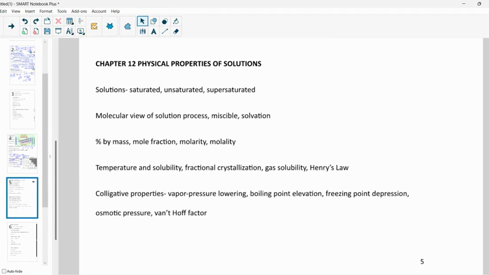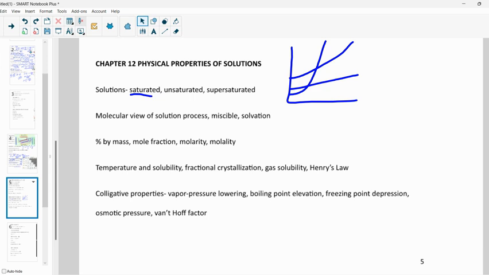Solutions: saturated, unsaturated, supersaturated. We had our solubility curves, right? We had a bunch of different materials on there. These just show the solubility of different salts at different temperatures. If we were under one of these lines, we are considered unsaturated because we could add more solute and it's still going to dissolve. If we're on one of these lines, we have a saturated solution.